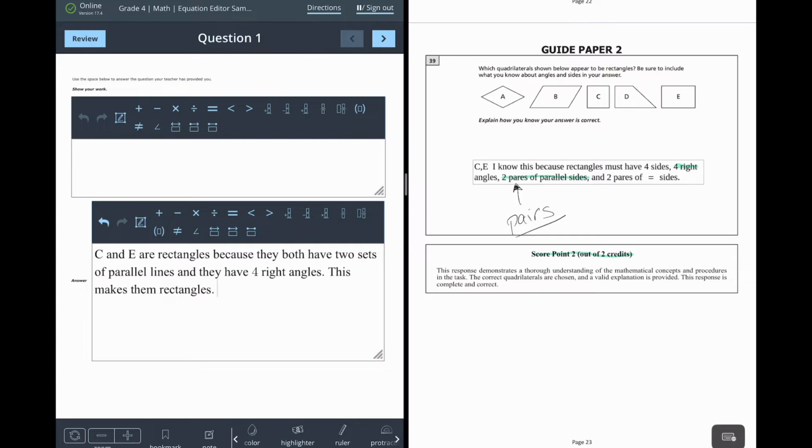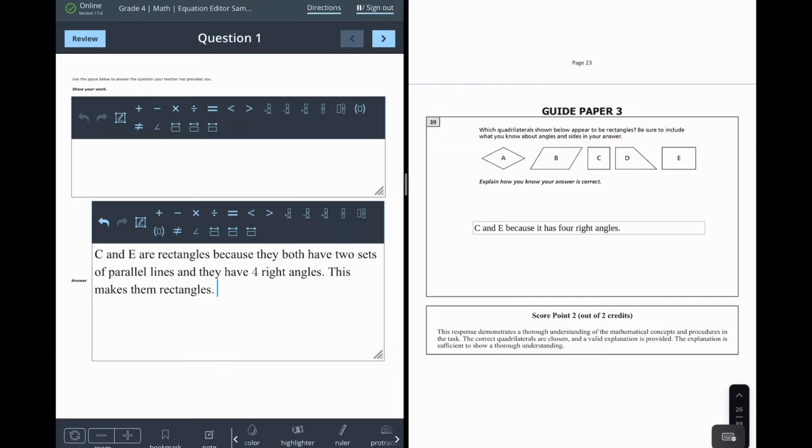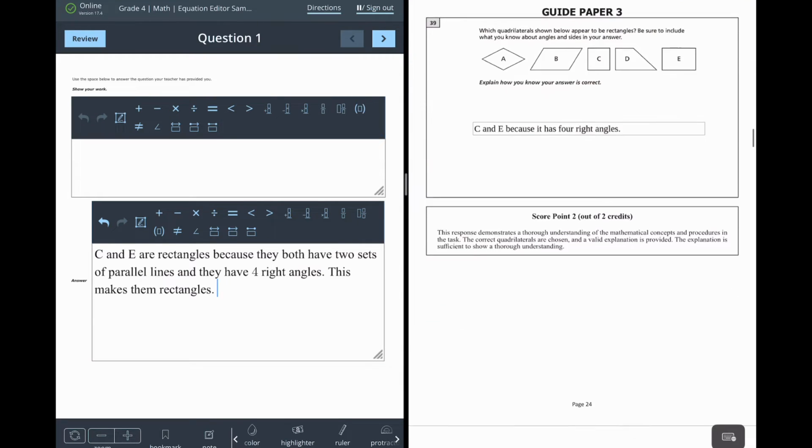All right, let's see if the next one is also a 2-pointer. Yep, perfect 2 pointers. C and E because it has 4 right angles. So they gave it complete credit because, again, they chose C and E, both of them are there, and they gave a reason why. Even though I gave 2 reasons, at least they gave 1 reason. So he gets full credit for this person.